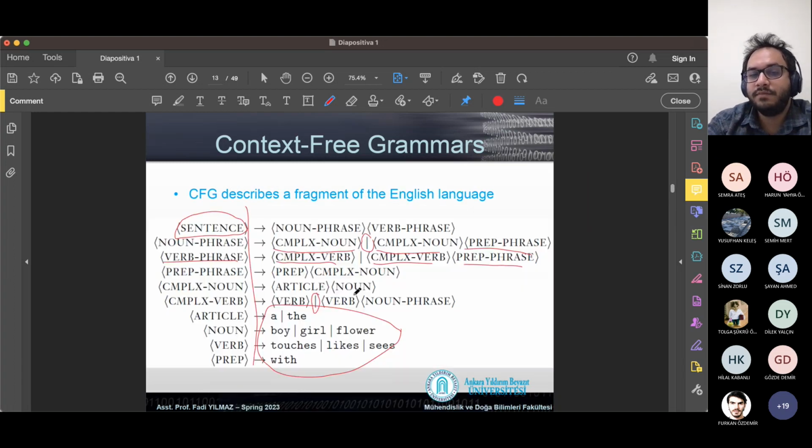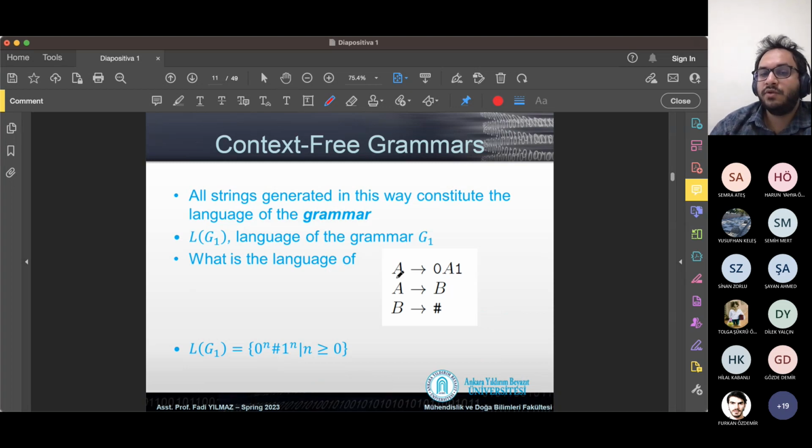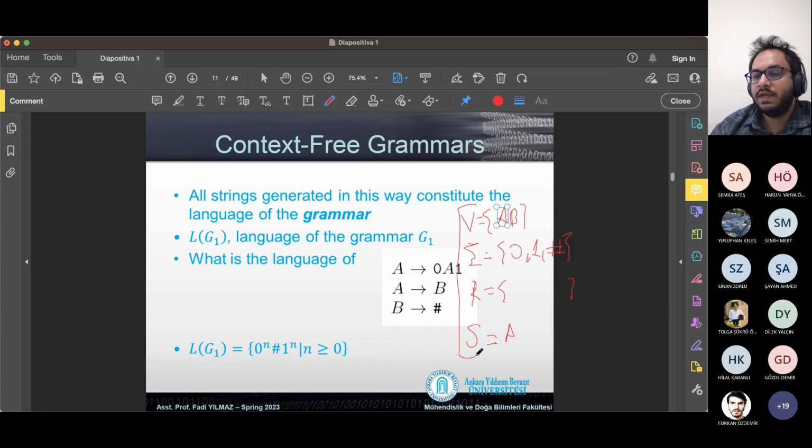So what you need is a set of variables, like in our example, A and B. First we have V, a set of variables. Then we have sigma, a set of terminals. Then we have the R's. There are 3 R's, a set of rules, and you can see them here. And we have a start variable, which is A. These 4 give you the formal definition of a context-free grammar.